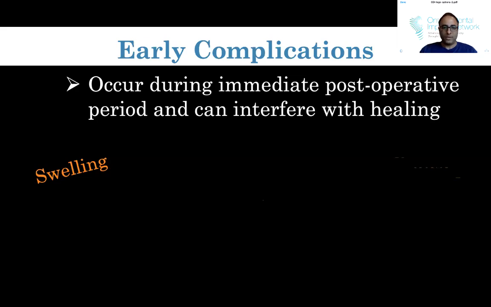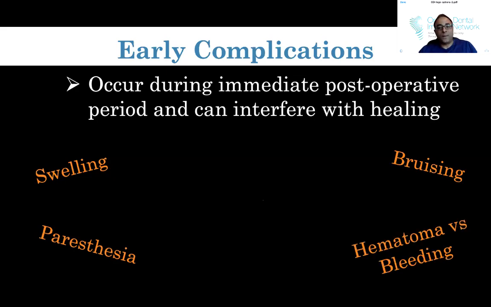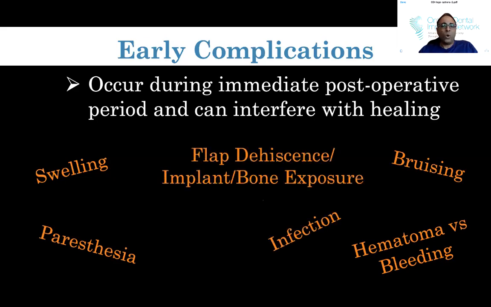So we've got swelling, right, which we've all come across, bruising, paresthesia, so nerve issues or nerve damage, hematomas, or bleeding concerns post-op, infection, or flap opening. What do we do when the flap is open and the bone is exposed? Like, what do we do in that case? So that's what we're going to talk about here.